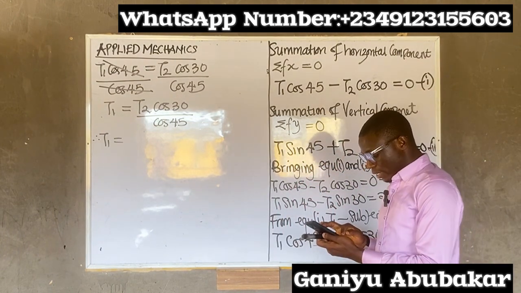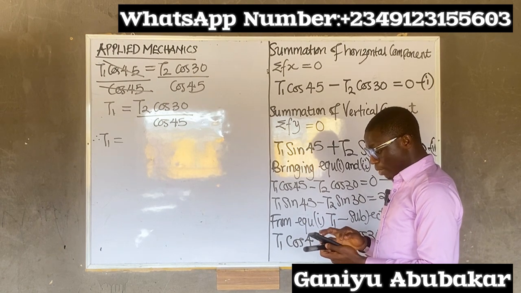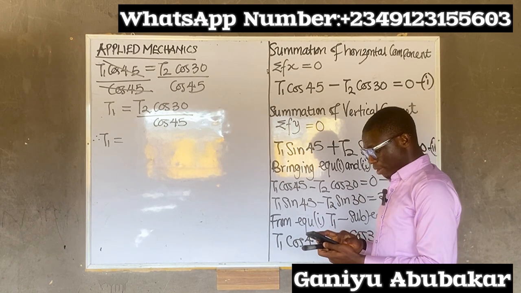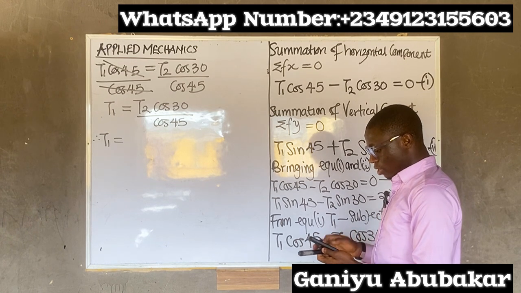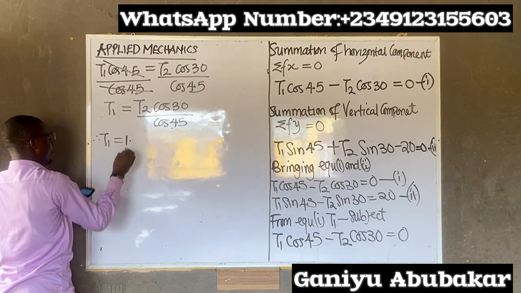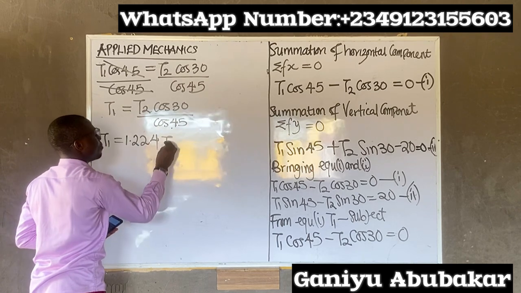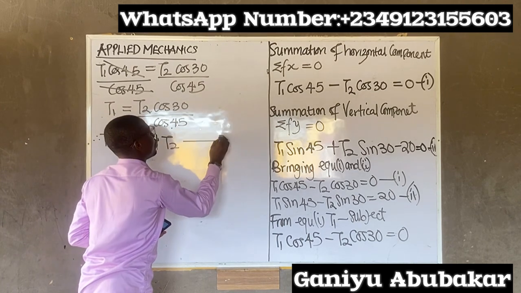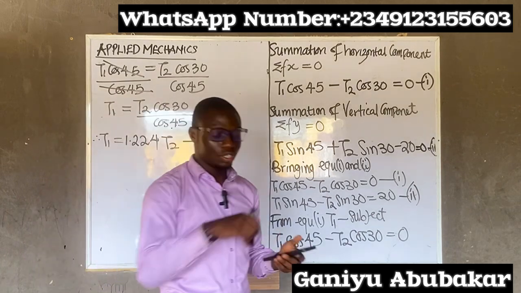So say cos 30 divided by cos 45. Divide these two, you have 1.224. Of course, T2 should be at the back. T1 over T2 equals 1.224. Call this equation 3.